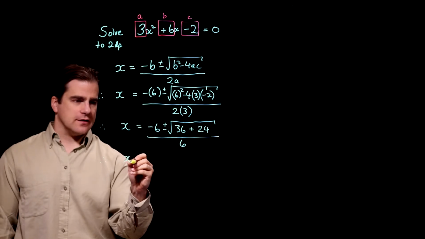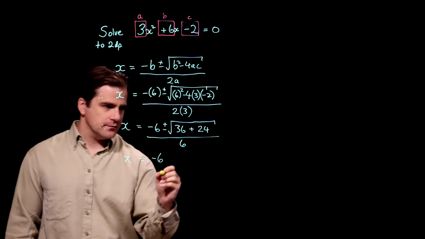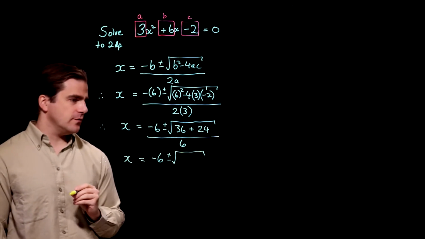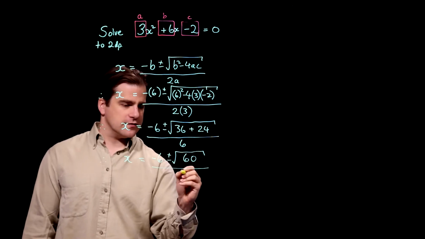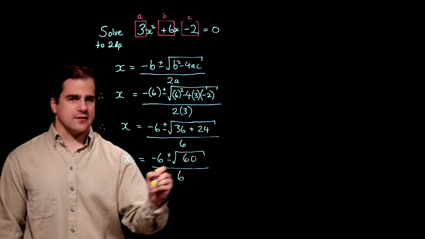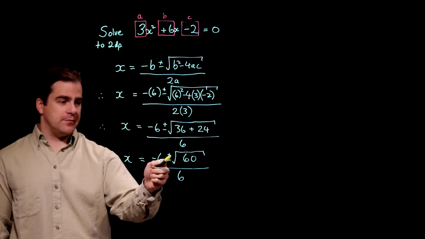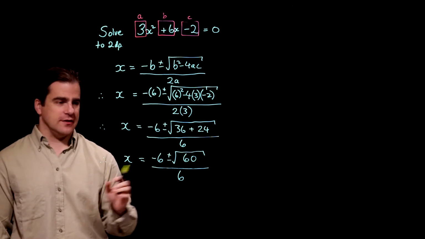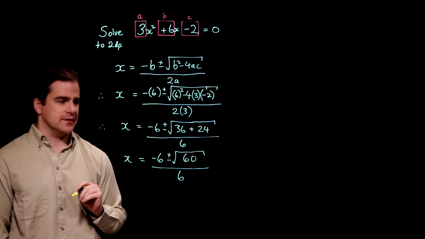Okay. Therefore, x equals minus 6 plus or minus the square root of 36 plus 24 is 60, all over 6. Don't get tempted to start cancelling at this stage. You can't say, oh, 6 goes into 6 once, and 10 times there, because this 60 is tied down by this square root sign. So it's being square rooted. It's not free. You can't cancel here. Okay.